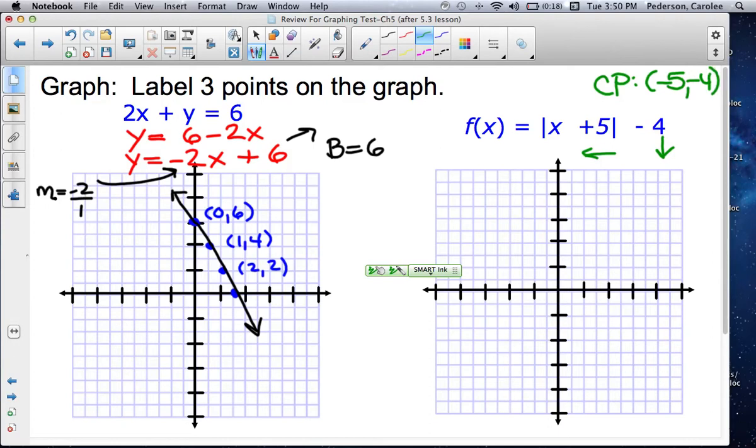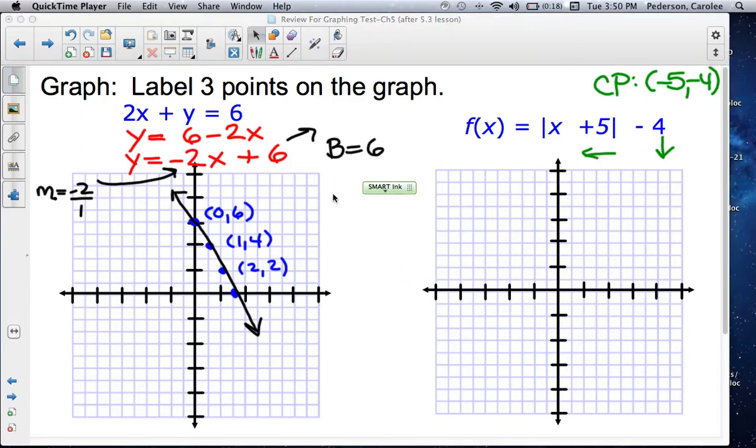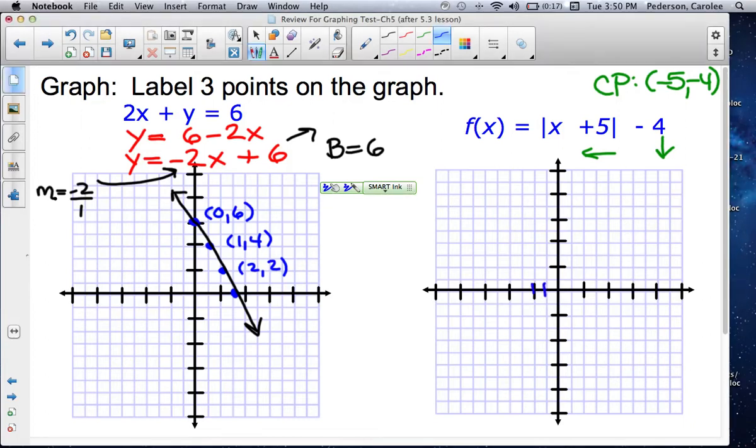So let's graph the critical point. We're going to go left 5, 1, 2, 3, 4, 5. And then down 4, 1, 2, 3, 4. So our point for our critical is negative 5, negative 4.